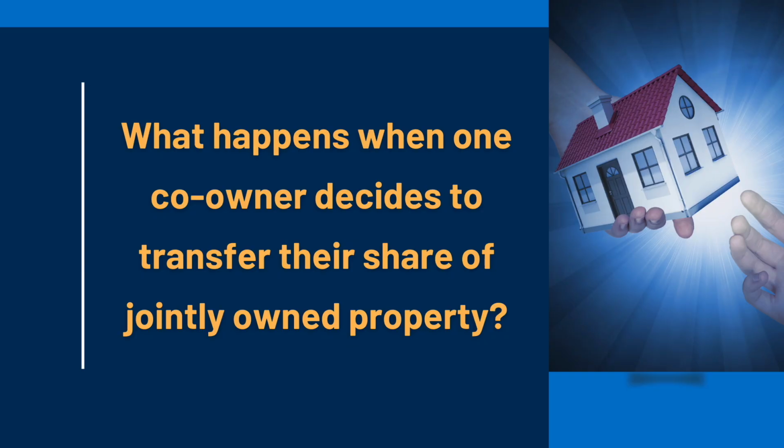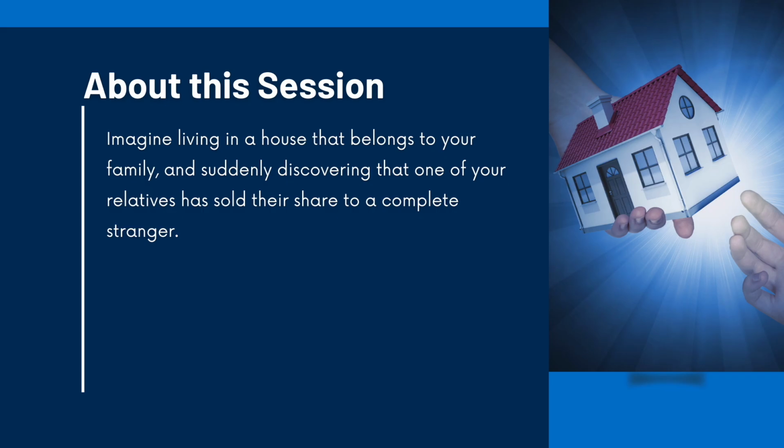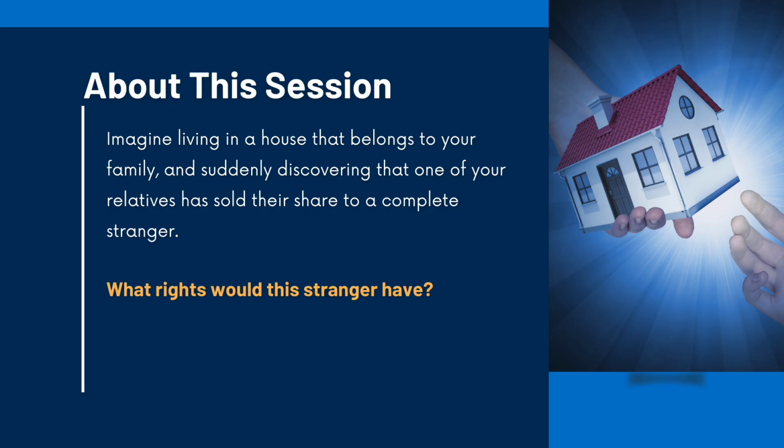This provision addresses one of the most common scenarios in property ownership. What happens when one co-owner decides to transfer their share of jointly owned property? Now, try and imagine that you are living in a house that belongs to your family, and suddenly you discover that one of your relatives has sold their share to a complete stranger. What rights would this stranger have? Can they move in? Can they demand partition? These are the kind of questions that Section 44 attempts to answer.